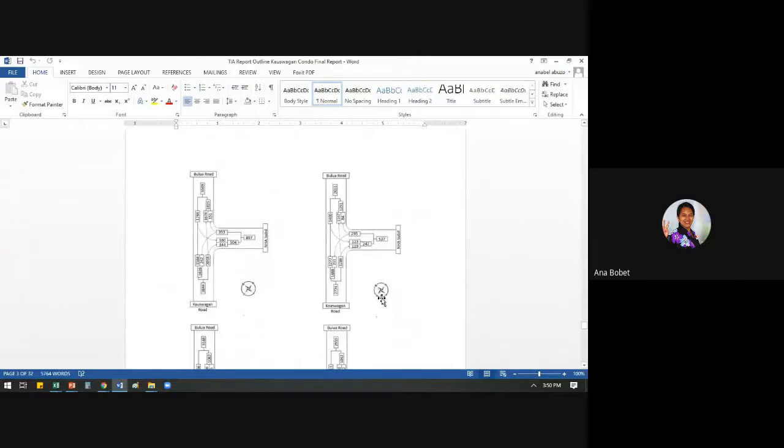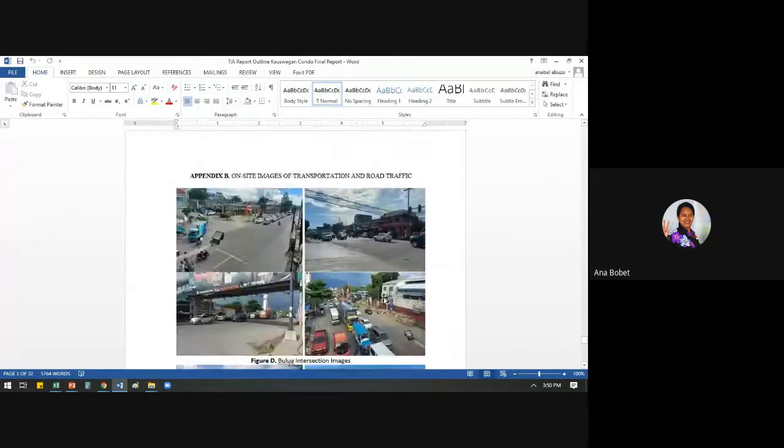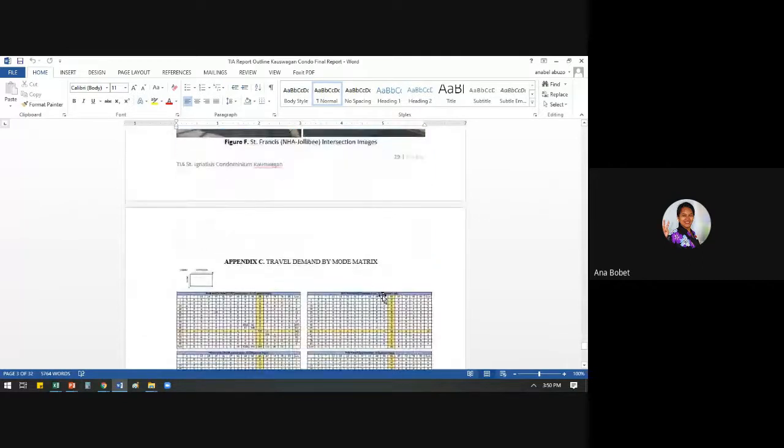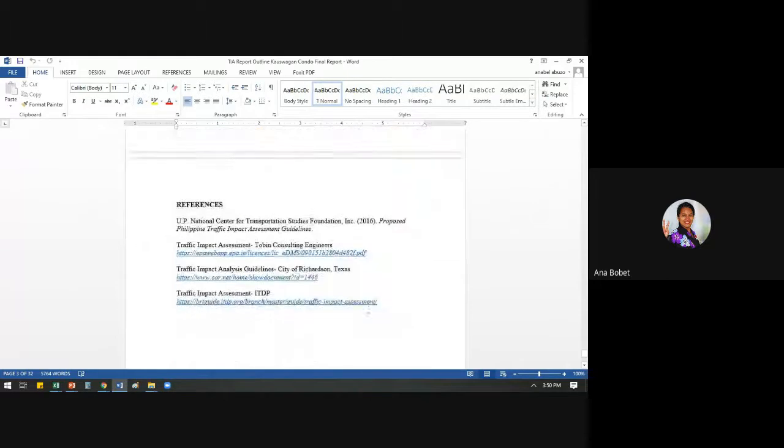So, appendices, when you're familiar, no? This is what we do with appendices. And then mga pictures sa area where the study has to be done. This is travel demand. Then references.